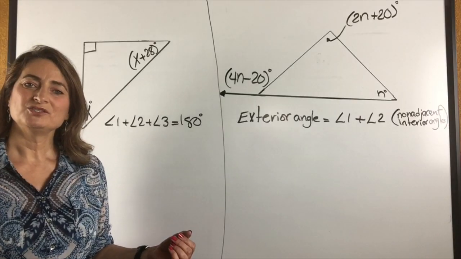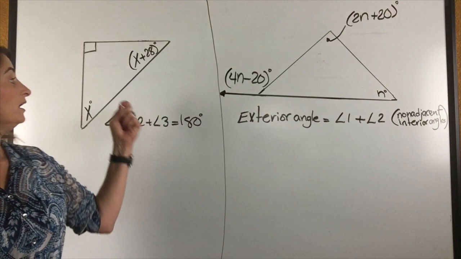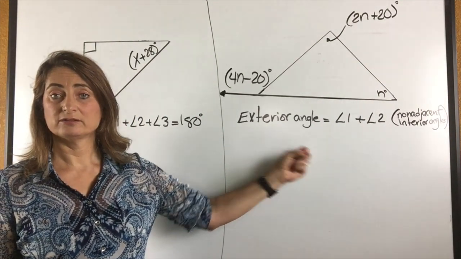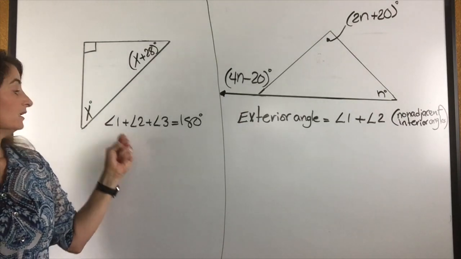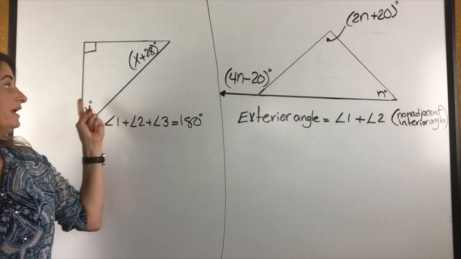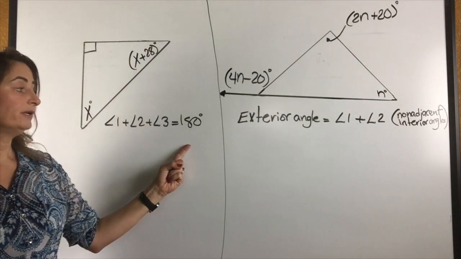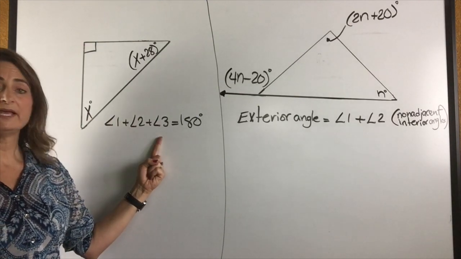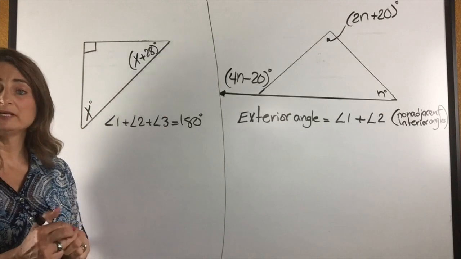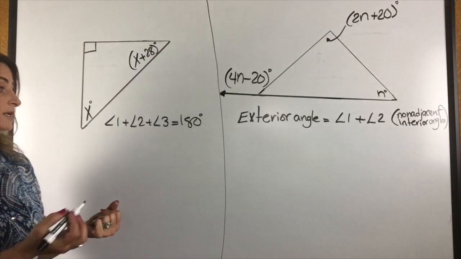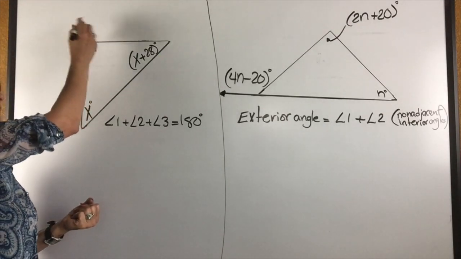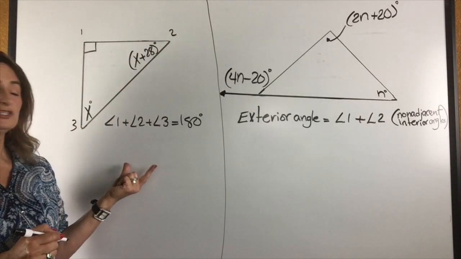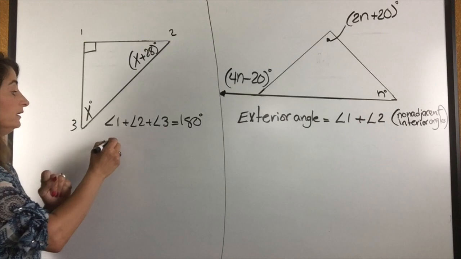Now let's practice using the equations we already learned about interior angles and one exterior angle. Let's start with this one. The sum of the interior angles, because they're all inside, equals 180. So write your equation, angle 1 plus angle 2 plus angle 3. If I were you, I would label my triangle to see which angle is which. And I would say this is angle 1, angle 2, angle 3. Now substitute the information you have. Angle 1 is 90 degrees.